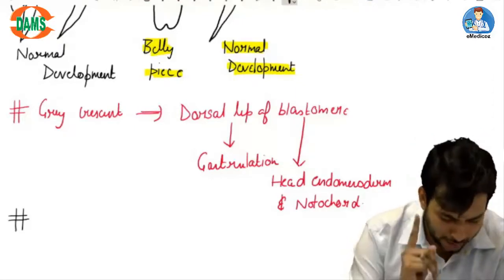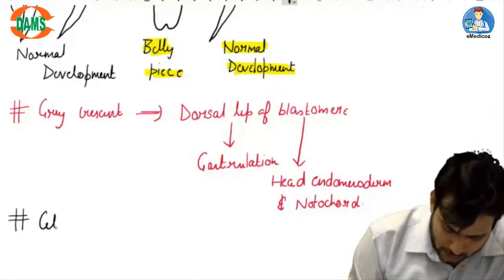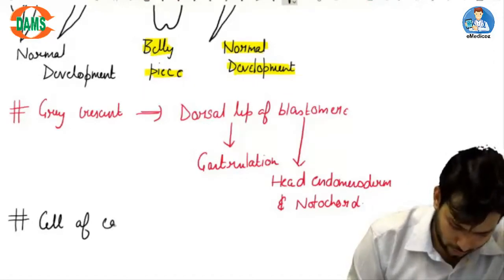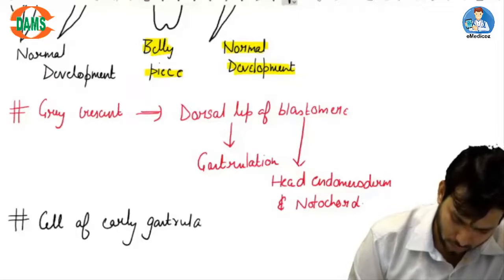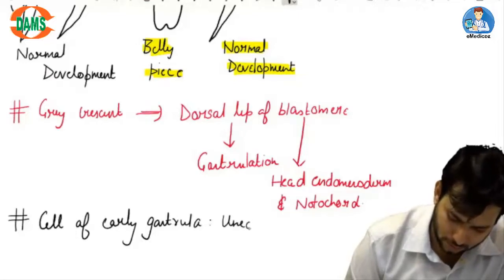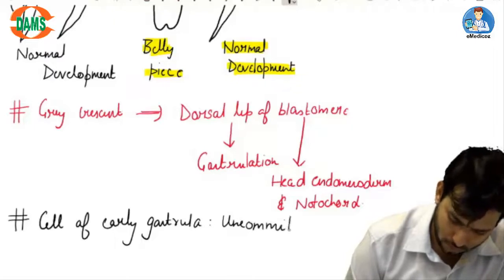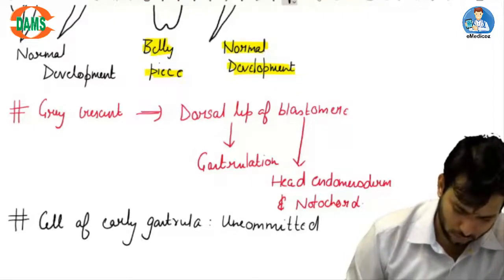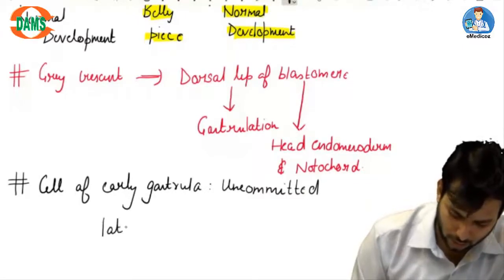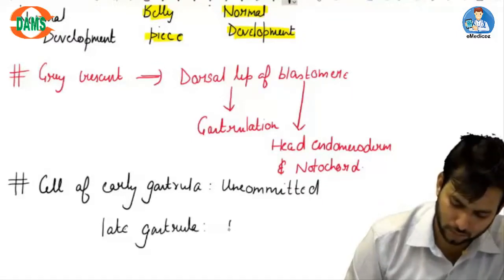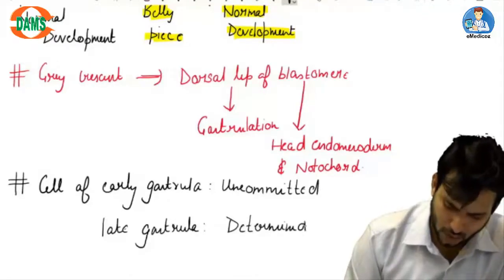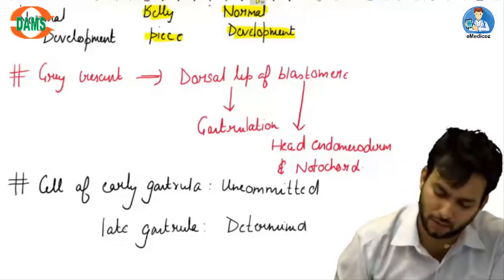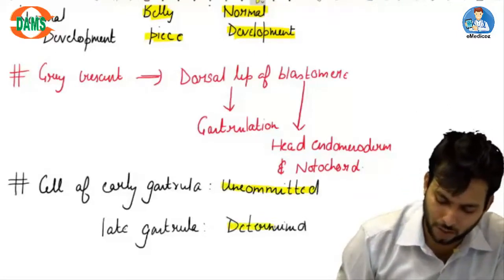by another experiment they also found out that cells of the early gastrula were uncommitted, but those of the late gastrula are determined. How can amphibians be said to have that particular property? What do we mean by uncommitted and what do we mean by determined?